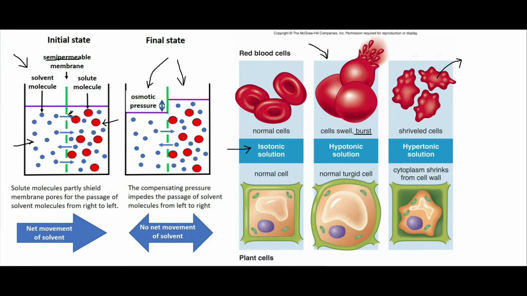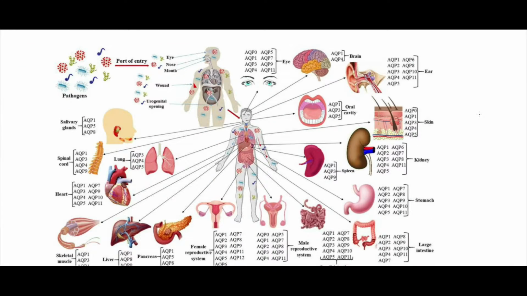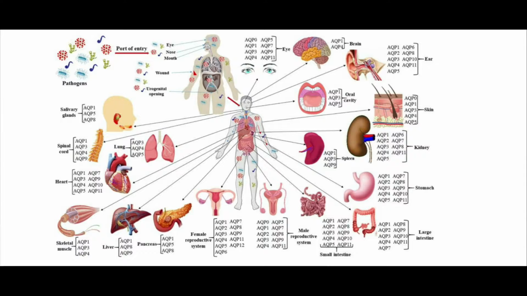And so that is what osmosis is and how it relates to cells, and that's why we want these aquaporins to help regulate the water content of the cell. You want these aquaporins to be able to open and close depending on the water needs of the cell. And so this here just gives us an idea of all the different tissues in the human body where we can find aquaporins.